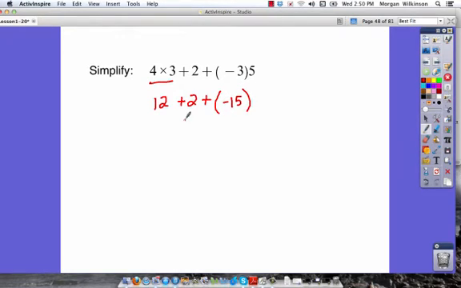And then we can go ahead and add. 12 plus 2 is 14. And we've got 14 plus negative 15. That must give us an answer of negative 1. We're all done. We've simplified that problem quite handily, and we'll move on to our next thing.